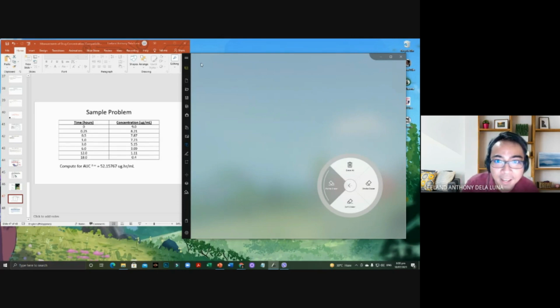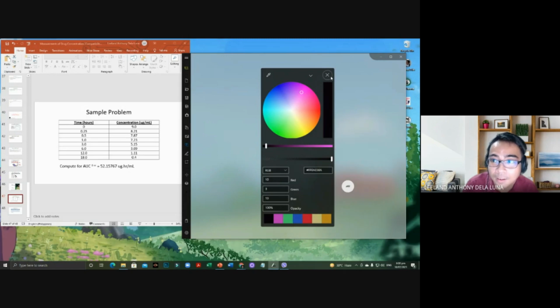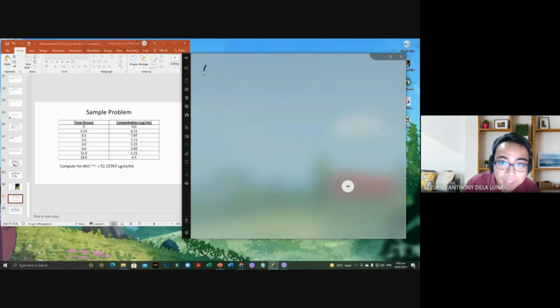So balikan natin, class. Okay, palitan natin ang color. Let's make it maybe black. Alright, so first off would be AUC from 0 to TX. Okay? So sabi natin, class, ang formula for the area of a trapezoid, for an area, class, is C2 plus C1 divided by 2 over T2 minus T1. So that's the formula for an area.